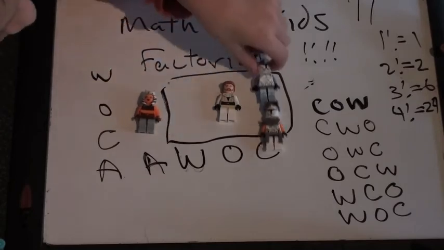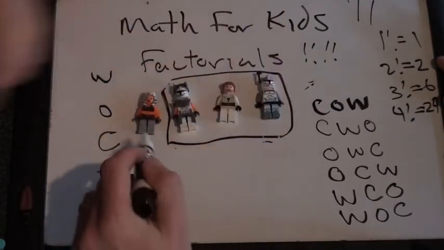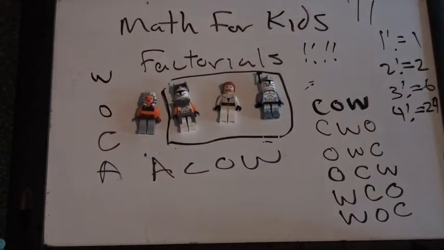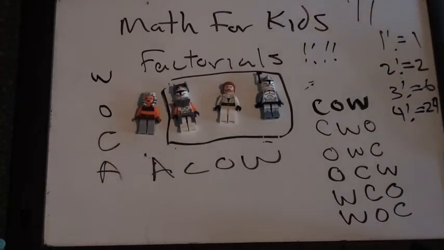Here's a funny one. A COW, a cow. So this is a cow. Look, there's a cow. That's kind of funny. So you could count all the arrangements that you could make with these 4, and you would get 24 of them. So that's one way that factorials come in when you're counting things.